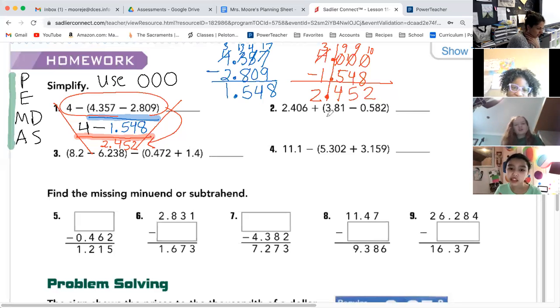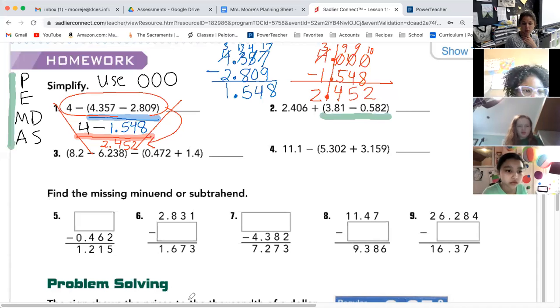The parentheses? Yeah, so we're going to underline that part. Maybe if you want to underline it right now on your paper, that way you know what to do first when you go to work.